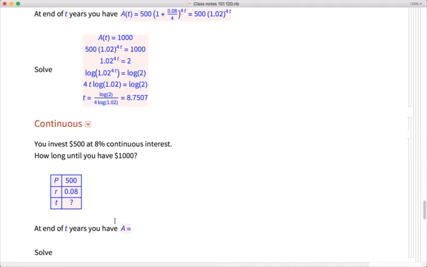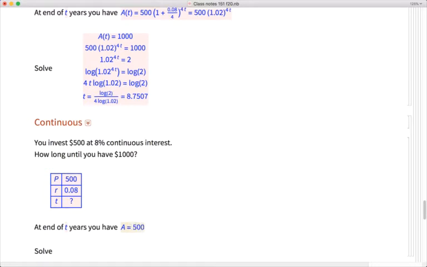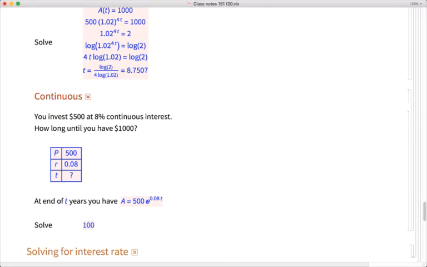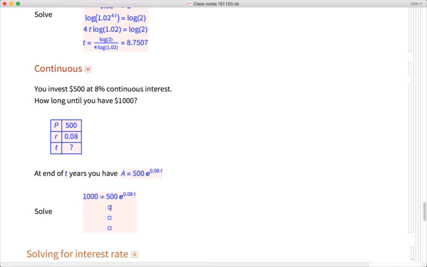The compounding doesn't arise here because we're compounding continuously. Our formula, it's the PERT equation, 500 e to the 0.08t. And we are asked once again to solve 1,000 equals 500 e to the 0.08t. So again, dividing by 2, looks like I got my 1,000 on the different side this time. Oh well. It's a natural thing.